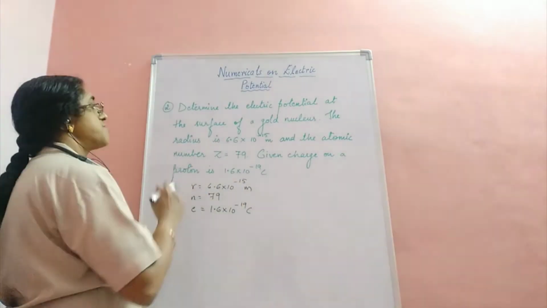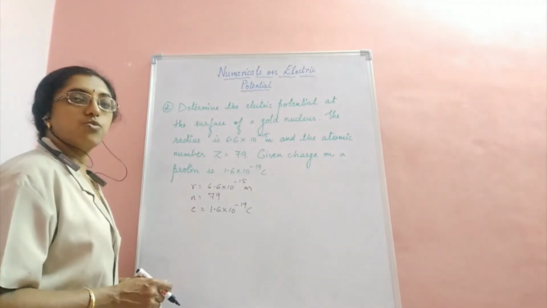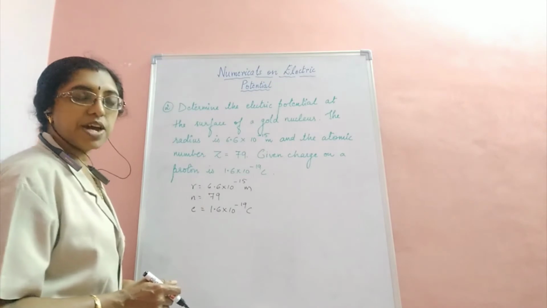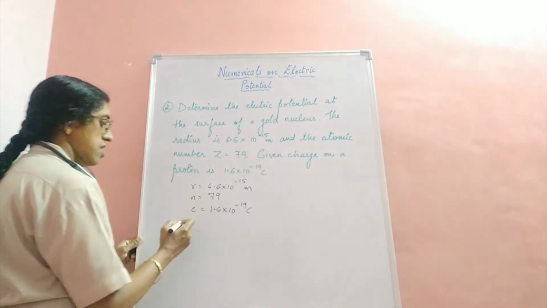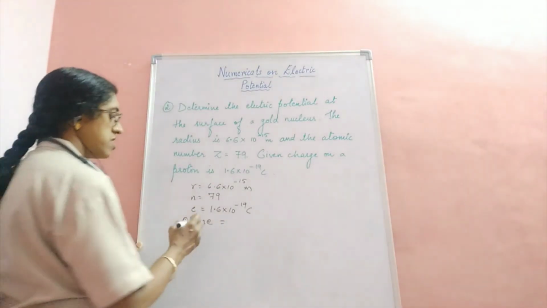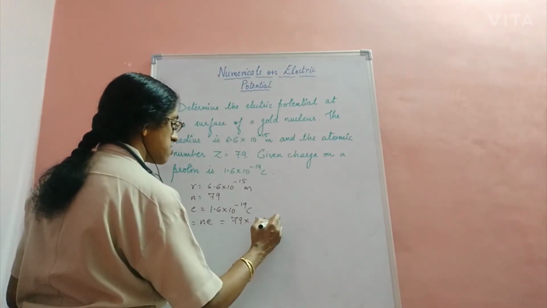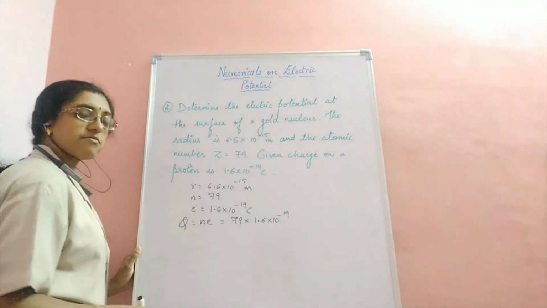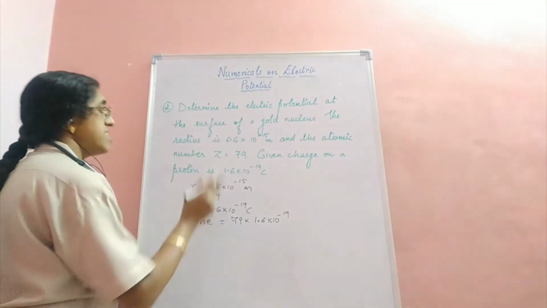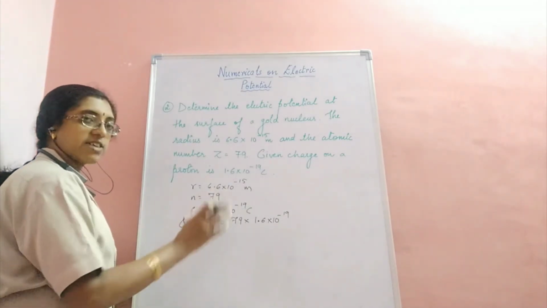Now, as we need to determine the potential at the surface, since it's a nucleus which behaves as a spherical surface, it behaves like a point charge. So I'll apply here quantization of charge. As we all know, Q is equal to NE. I'll find out the total charge: N is 79, into E is 1.6 into 10 to the power of minus 19. This is Q. Now, we need to find out the potential. It is the potential due to the nucleus, hence it would behave like a single charge.